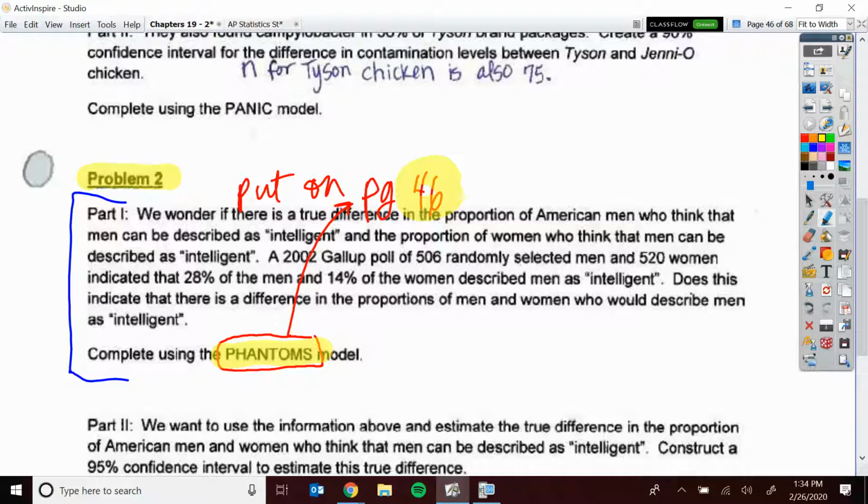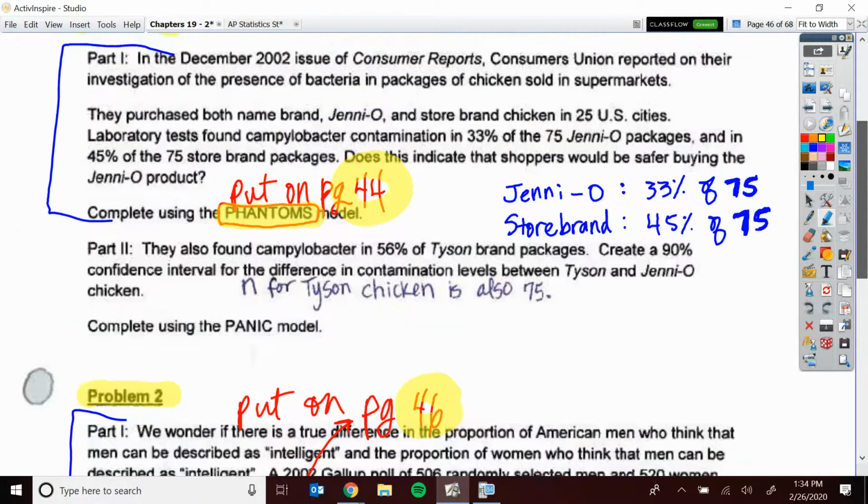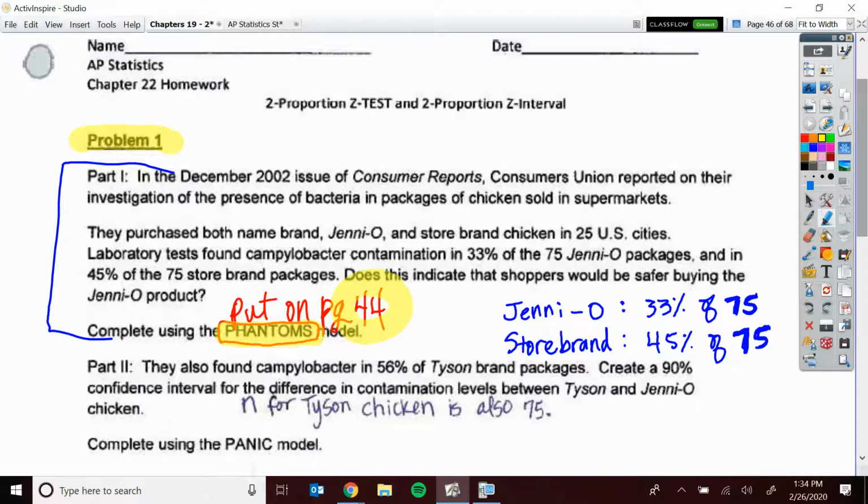All right, now I want us real quickly to examine this problem, and I want us to experience a calculator error so we know what to do. This is a problem about Jenny O's chicken and the proportion who get contaminated, and the store brand chicken and the proportion who get contaminated. The problem says 33% of the 75 Jenny O ones get contaminated and 45% of the store brand. You want to know if that's just sampling variability, or should you buy the name brand so you get contaminated less?